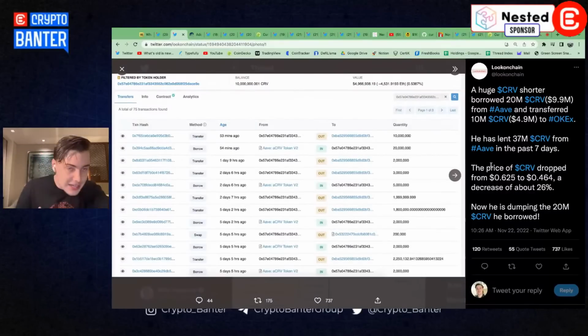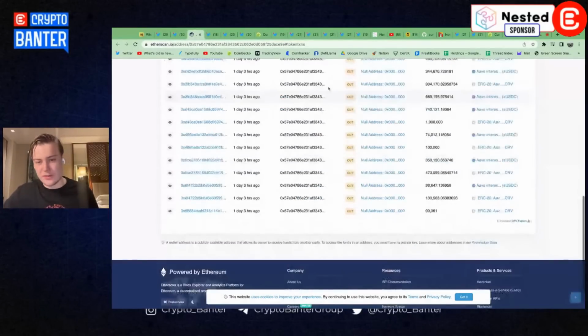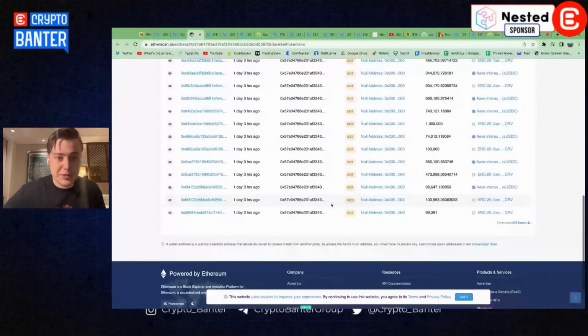Then he proceeded to sell those tokens on the OKX exchange in pursuit of reaching the liquidation level of one of the major Curve whales at 28 cents. So he was essentially selling the Curve tokens to try and get the Curve token price to come down, basically executing a short using the Aave DeFi protocol on Ethereum. We can look at his wallet here and see that he executed many transactions over this period of time in order to build up this short position.